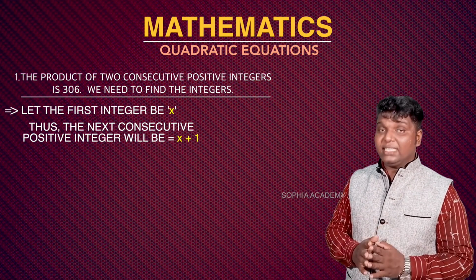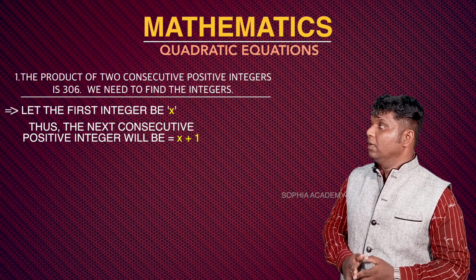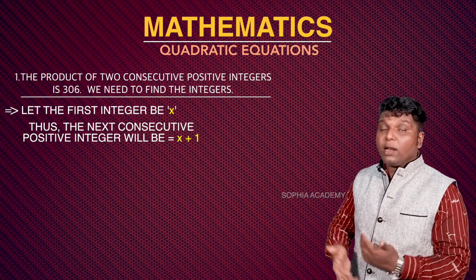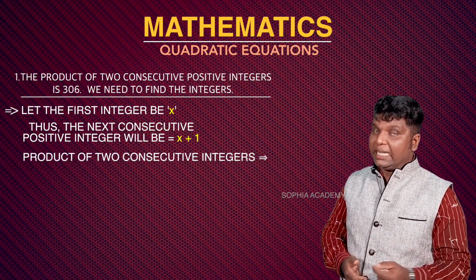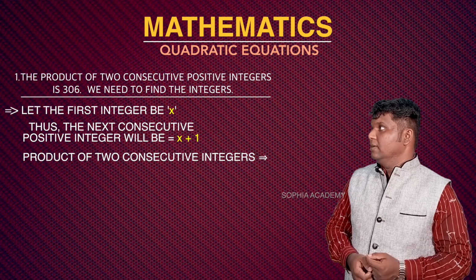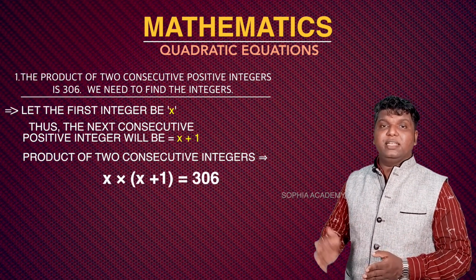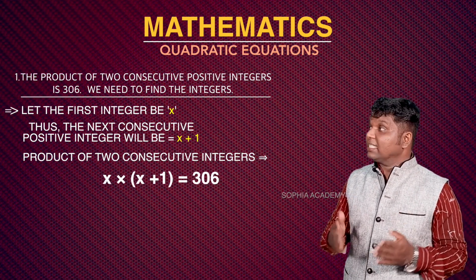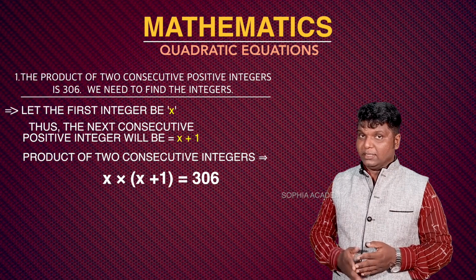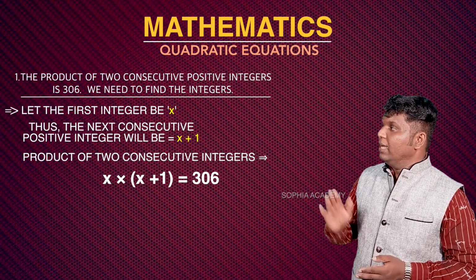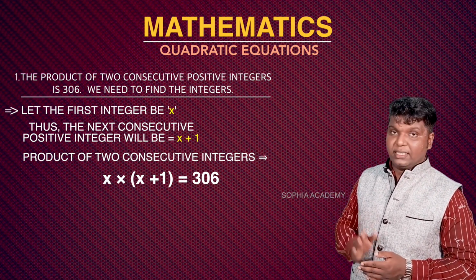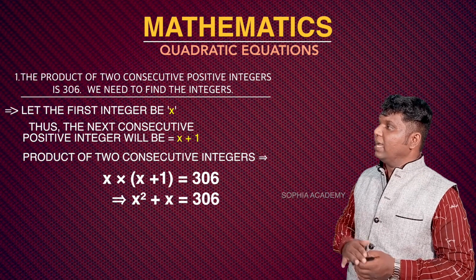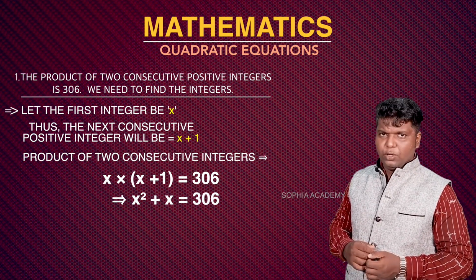Now, what is the clue given in this statement? The product of the consecutive integers is 306. That means x into x plus 1 is equal to 306. Removing the brackets, what will you get? x into x plus 1 means x into x is x square, then x square plus x is equal to 306. You got a quadratic equation.